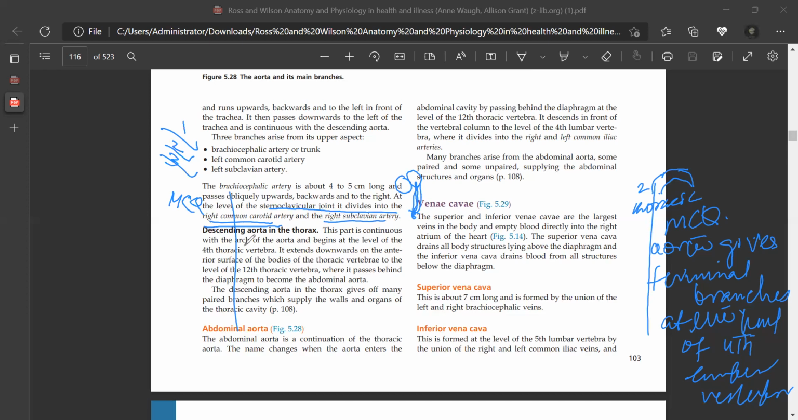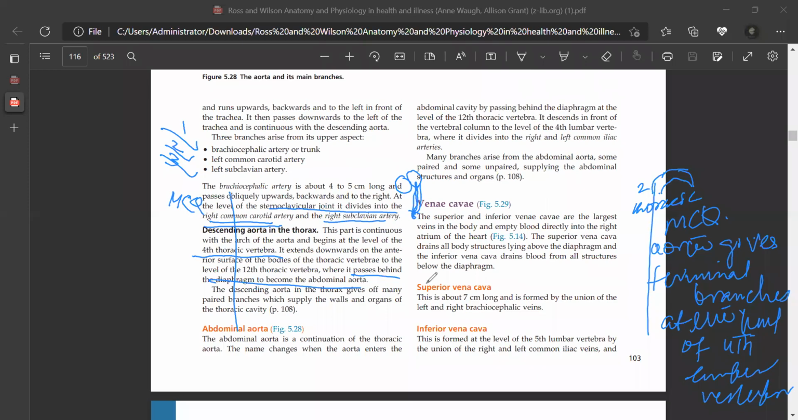Descending aorta in the thorax. This part is continuous with the arch of aorta and begins at the level of the fourth thoracic vertebra. These levels are very important to remember. It extends downwards on the anterior surface of the bodies of the thoracic vertebrae to the level of the 12th thoracic vertebra, where it passes behind the diaphragm to become the abdominal aorta. It gives off many paired branches which supply the wall and organs of the thoracic cavity.